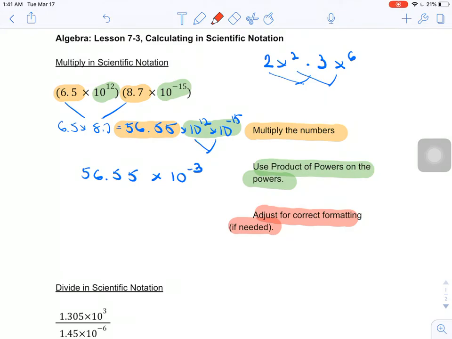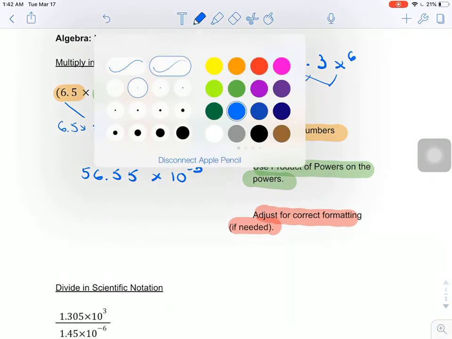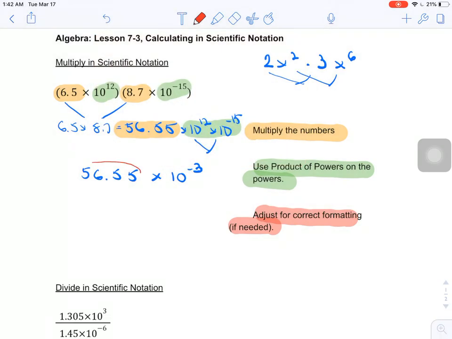Well, in this case, there are, because if you look at this 56.55, that number is not formatted correctly. In order to format it correctly, we're going to take just this part, and rewrite it in scientific notation. In order for this to be correct scientific notation, there should only be one number to the left of the decimal point. So instead of 56.55, this number should be 5.655.